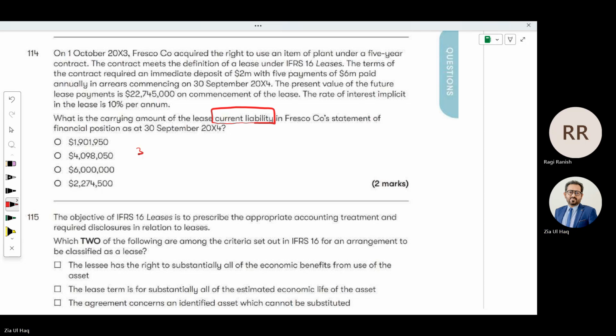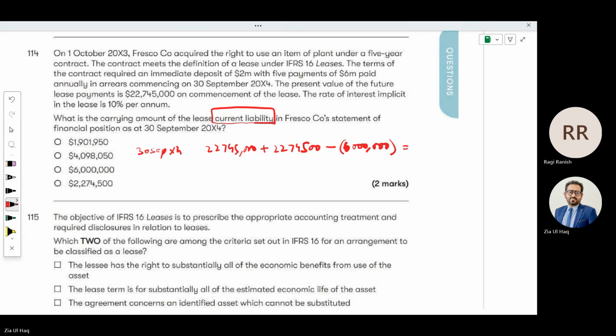So year to 30th September 20X4, the present value of lease liability started with 2,745,000 plus interest. What is interest rate? 10%. That will be 2,745,000 minus payment. How much payment are we making? 6 million? What is the remaining balance? Give me the figure, please.